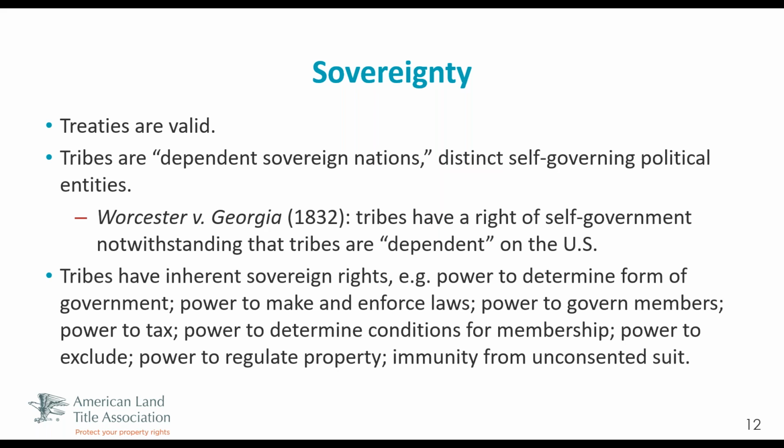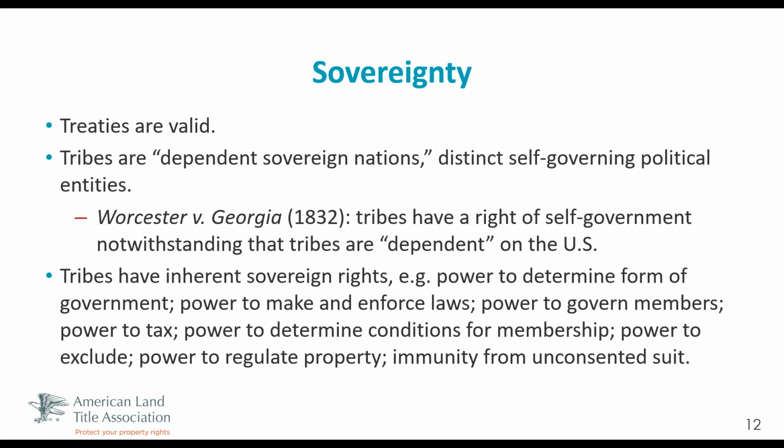So they have a distinct identity, and they are self-governing political entities. They have a right of self-government, notwithstanding that they're dependent on the U.S. So it's kind of an interesting mix of a relationship, but tribes do have the right to self-govern, and they have inherent sovereign rights, including the power to determine the form of government, the power to make and enforce laws, the power to govern their members, the power to tax, the power to determine conditions for membership, the power to exclude, the power to regulate property, and immunity from unconsented suit.